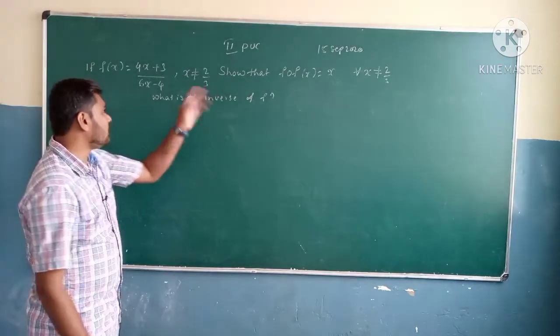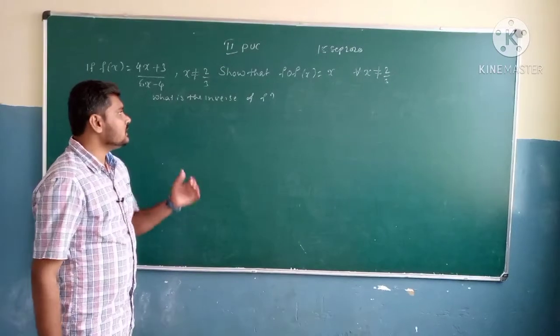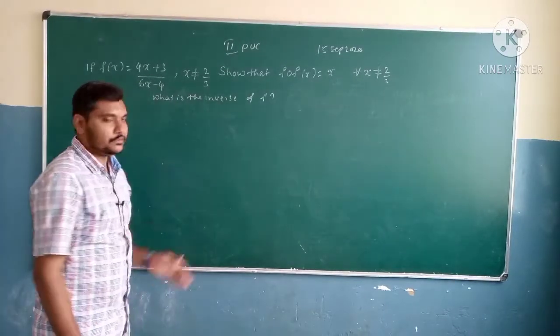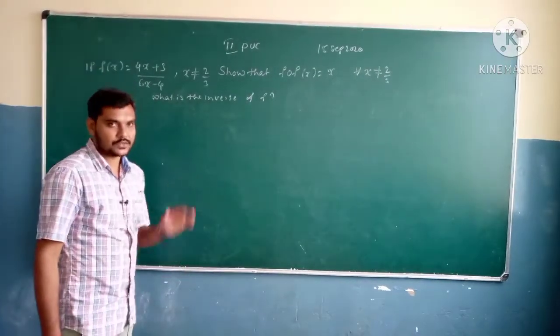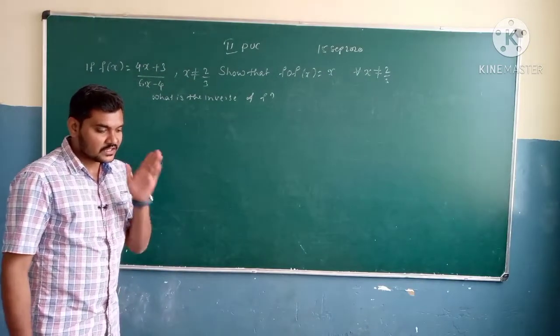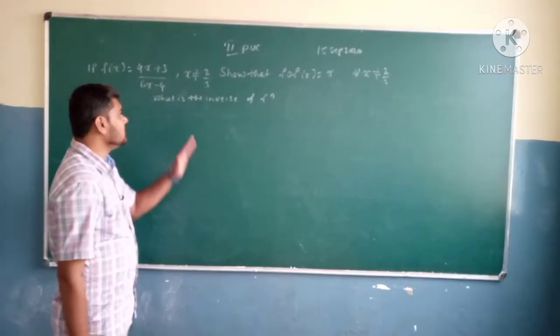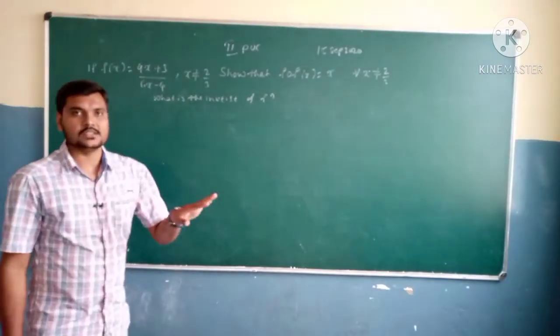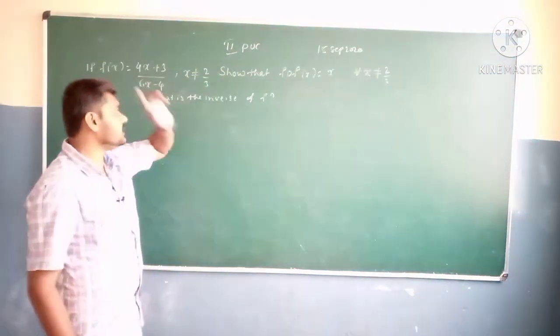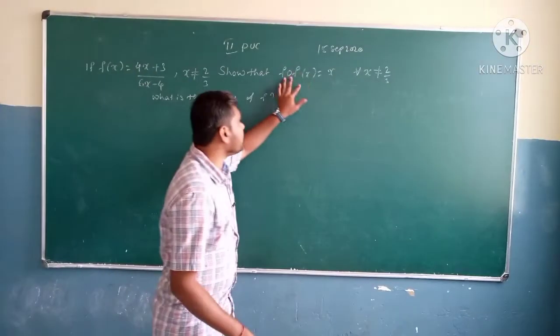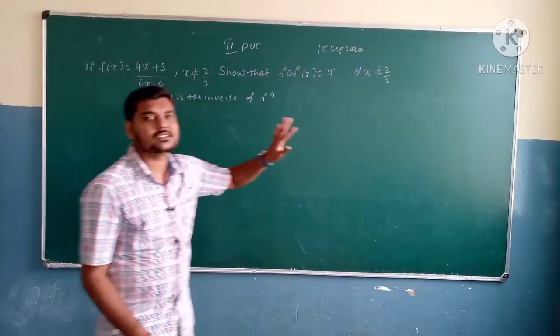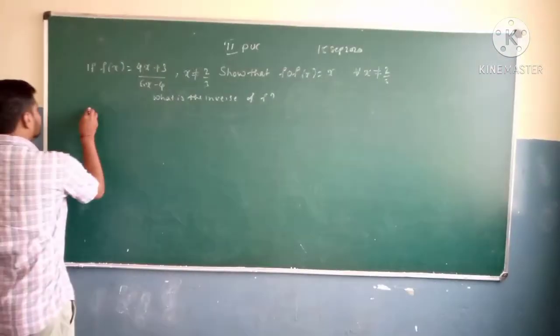To find the inverse of f, first we need to check whether it is a one-one function and an onto function. If it is one-one and onto, then the inverse exists. First of all, they ask only to show that f(f(x)) is equal to x. So, solution.